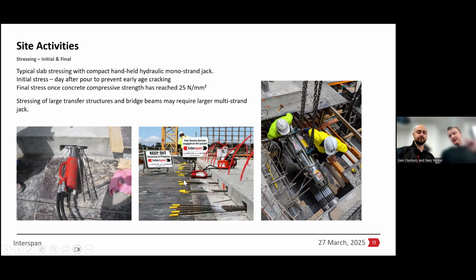And you can see in that last picture there's a multi-strand jack, which is obviously much bigger than a monostrand jack in the other 2 pictures. That's usually used in civils or bridge structures, occasionally in buildings where you've got large transfer beams and structures that need a lot of strands in the beam.